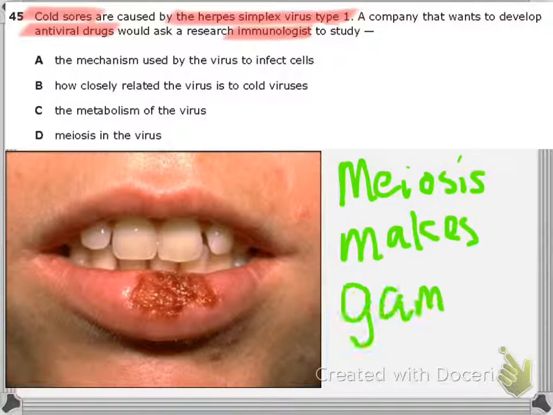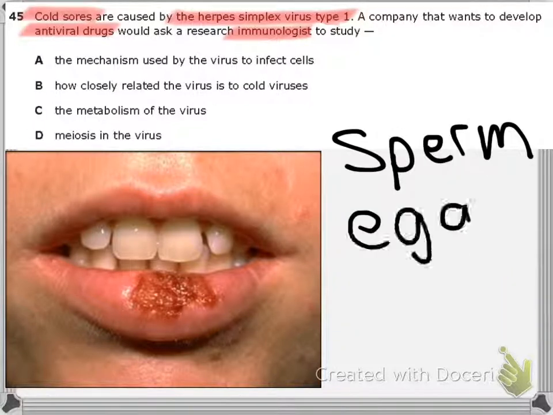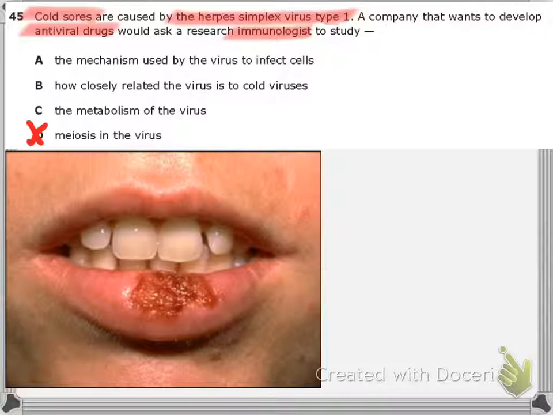Well, meiosis equals the type of cell division that makes gametes, right? Makes sperm and egg cells. Virus does not deal with sperm and egg cells, so that would be eliminated instantly. Virus isn't even a cell, so it doesn't even go through cell division. It gets something else to copy it, right? Let's go through the next one.